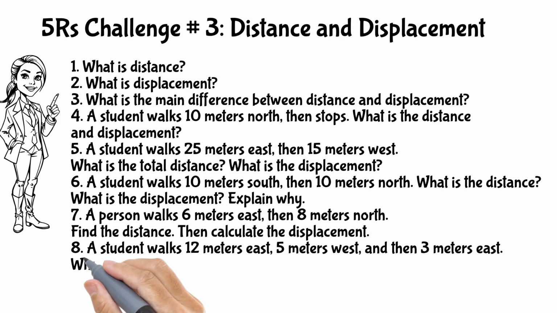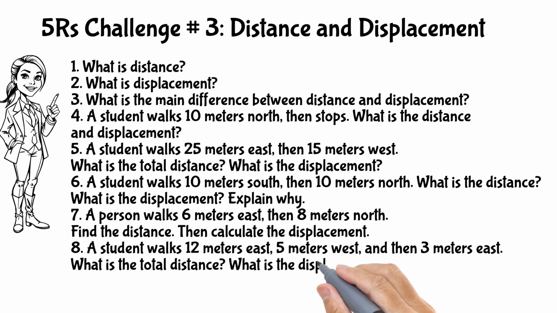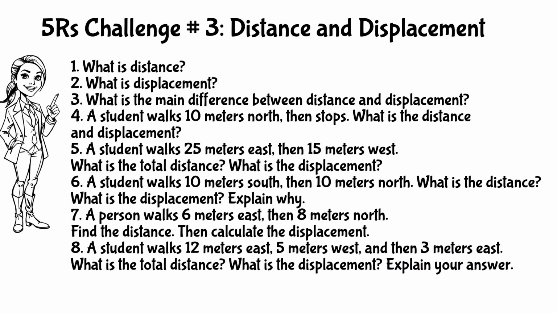6. A student walks 10 meters south, then 10 meters north. What is the distance? What is the displacement? Explain why. 7. A person walks 6 meters east, then 8 meters north. Find the distance, then calculate the displacement.